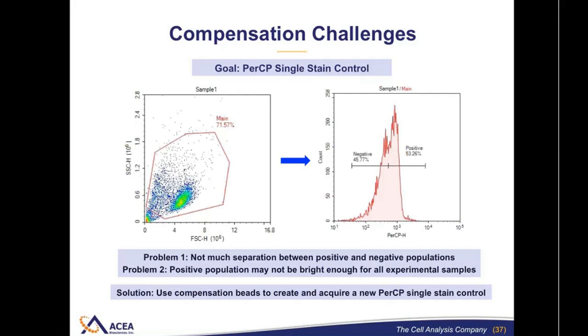This sample is intended as a PerCP single stain control, again, marker unknown. And the problem is that there's not much separation between the negative and the positive populations on the histogram. And another potential challenge is that the positive population may not be as bright or brighter than all of the other experimental samples. So one possible solution is to create a new PerCP single stain control sample using beads and reacquire the data. This would allow for better separation between the two populations and would likely provide a higher brightness of the positive population.